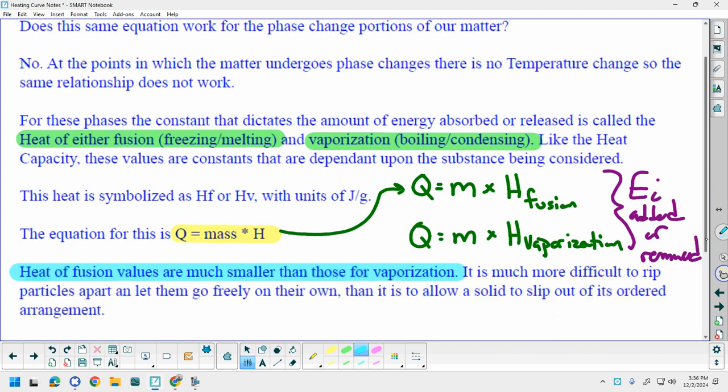Now, in general, heat of fusion values are much smaller than those for heat of vaporization, which again we'll see in a second. It's much more difficult to rip particles apart, to let them go freely on their own. In other words, overcome all of the intermolecular forces between particles to allow them to go from the liquid into the gas state. That takes a lot more energy than it does just to add enough energy to get them to slip out of their orderly arrangement going from their solid to their liquid state.